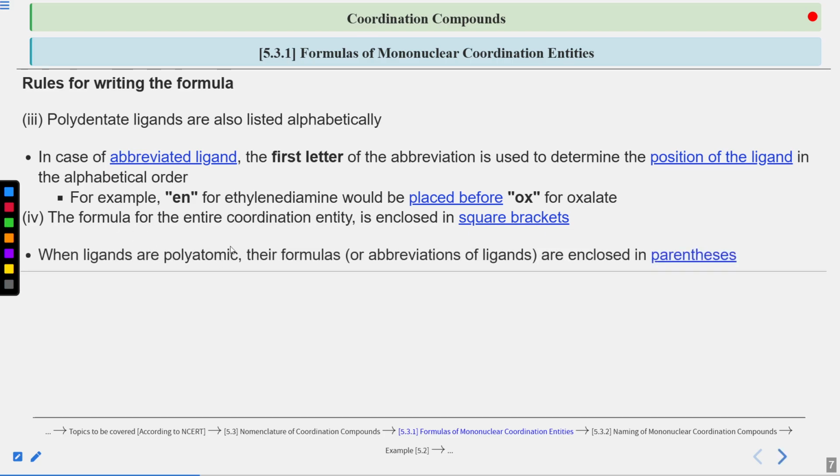When the ligands are polyatomic, their formulas or abbreviations are enclosed in parentheses. When the ligands are polyatomic, that means they have different atoms. For example, ammonia is written as NH3. So it is polyatomic, nitrogen and 3 hydrogens are present. So in the case of such ligands, while writing the formulas or abbreviations of the ligands, we enclose them in parentheses, the round brackets. Okay.